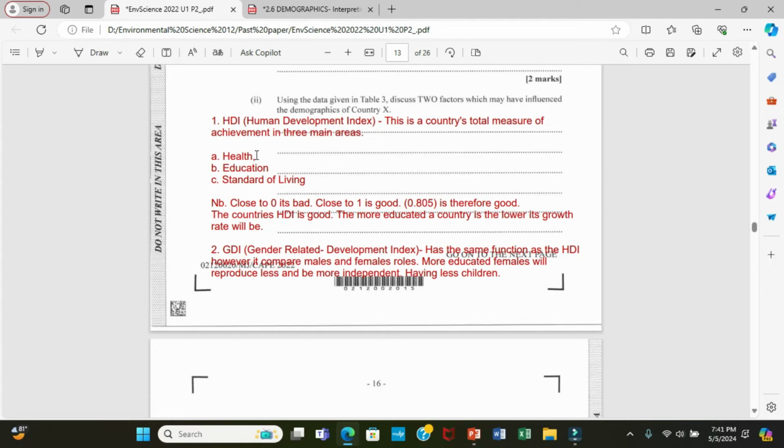The developed countries, they are far ahead. They save more lives. Persons are living much longer because of the health system. They save more births, more lives at birth. So they are more developed.